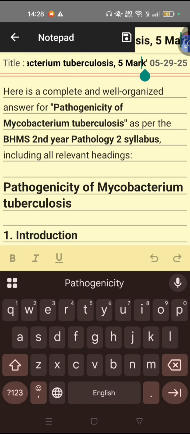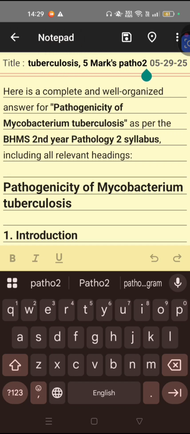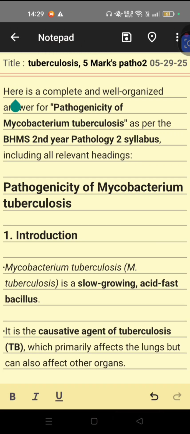Pathogenicity of Mycobacterium tuberculosis, 5 mark Pathology 2. Here is the complete and well organized answer. Pathogenicity of Mycobacterium tuberculosis as per the BHMS second year Pathology 2 syllabus, including all relevant headings.